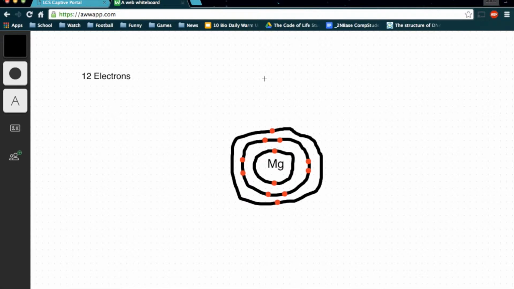For our example, we will be using magnesium. Magnesium has 12 electrons, 2 on its first shell, 8 on its second shell, and 2 on its valence shell or outer shell. The electron configuration would be written like this. It would have 2, 8, and then 2, because it has 2 on its first shell, 8 on its second shell, and 2 on its final shell.